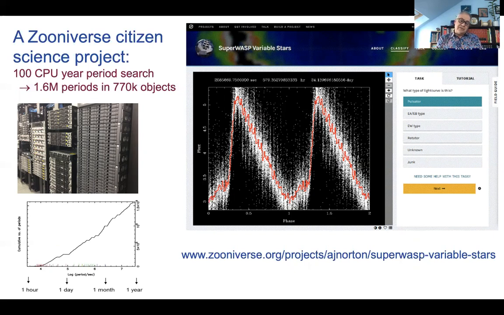This is a citizen science project that was originally set up by Chris Lintott at the University of Oxford to look at galaxies. His first project was called Galaxy Zoo. On the Zooniverse now, there are many citizen science projects, including this one of mine called SuperWASP Variable Stars, and you can see the address for it there. If you just go to zooniverse.org and search for SuperWASP Variable Stars, you will find this.